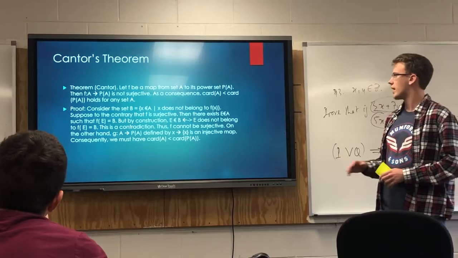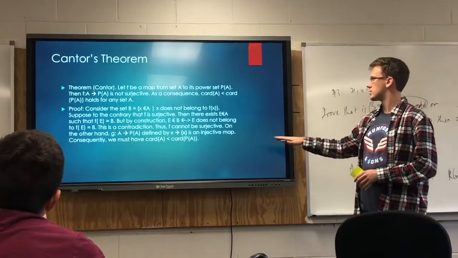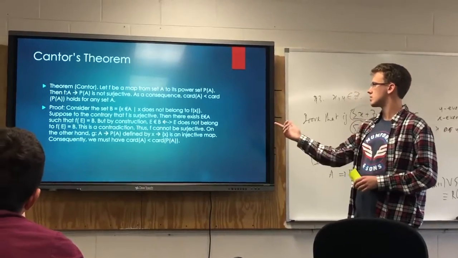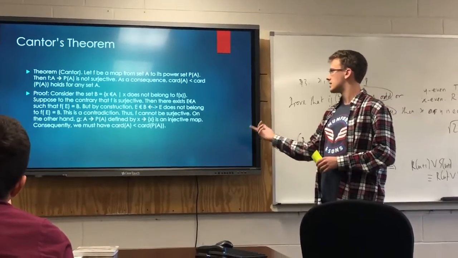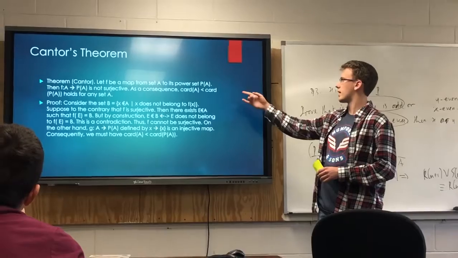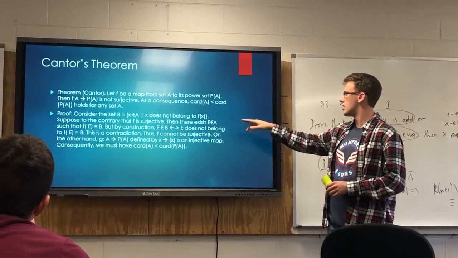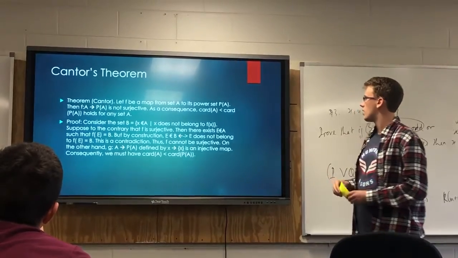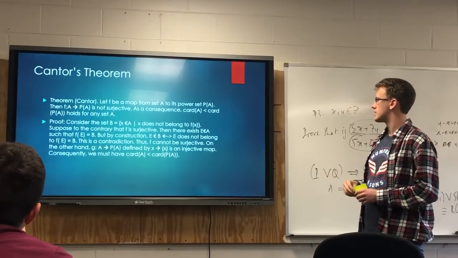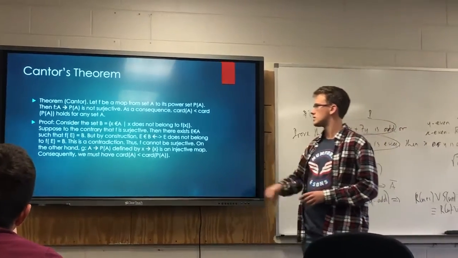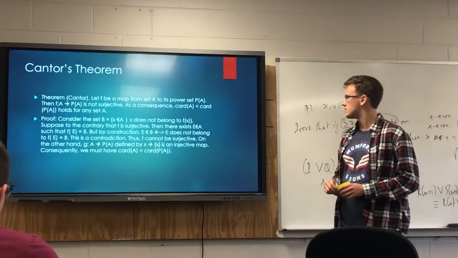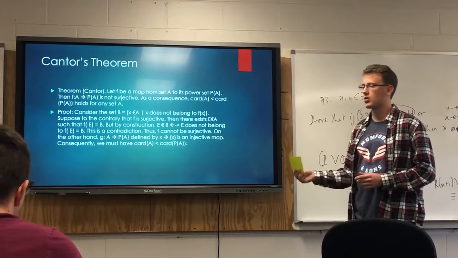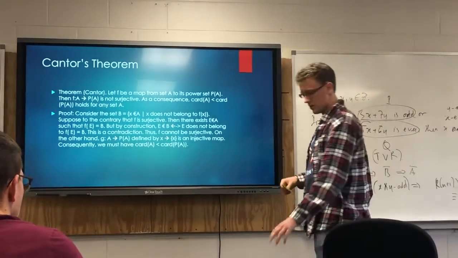For the proof, Cantor goes into a brief contradiction. He supposes to the contrary that F is surjective in order to prove that it is not. He then provides a counterexample which proves that F cannot be surjective, as you see here. And so that proves that the cardinality of A is less than the cardinality of the power set of A.